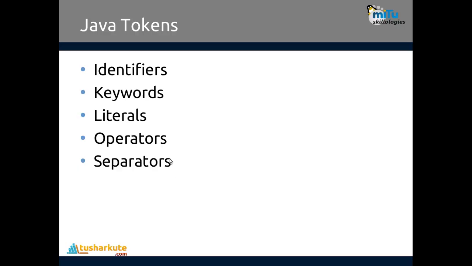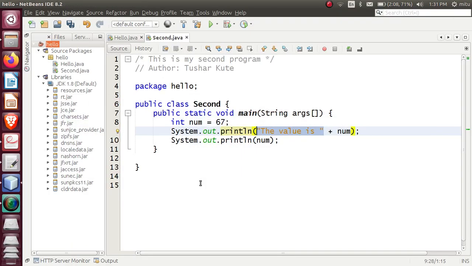Then operators. Operators are the special symbols which are used to perform some operations in programming. If you look at it here, this equal to is the operator. If I want to store this value in this variable, I am using this. Or this plus is the operator. It is used to attach this and this together.